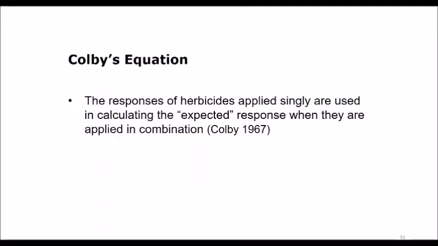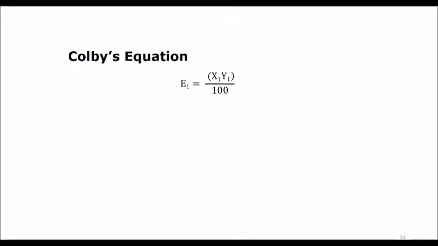Okay, so now we want to take this data, and we've talked about how different individual contact and systemic products work, optimizing efficacy. This time we're going to use the Colby equation to try to explain what we're seeing from a tank mix response. The Colby equation accounts for the response of different herbicides applied singly, then used to calculate expected responses, and then compared to the products when they're applied in combination. And that comes from a paper back in 1967.